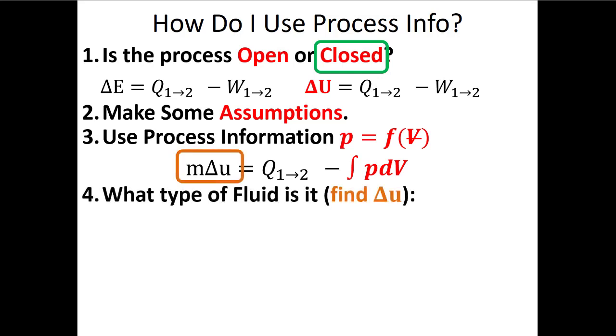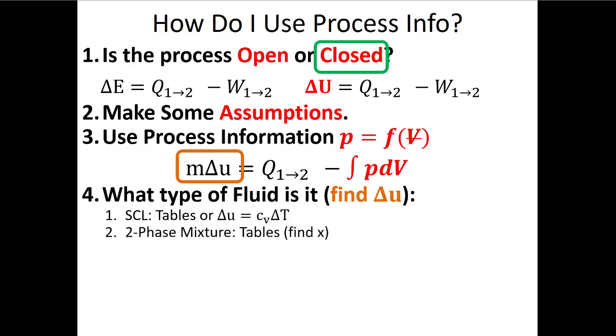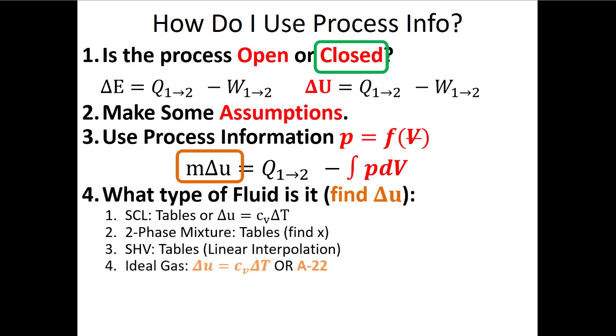Now you ask, what's my fluid? If my fluid is water, then I have to say, is it a subcooled liquid, right? Is it liquid water? Then delta U is CV delta T, or just U by itself is approximately equal to UF at the same temperature. If it's a two-phase mixture, were you given quality? Or maybe were you given specific volume that you could use to find quality? If it's superheated vapor, then you go through the tables and find the information that you need to do some kind of linear interpolation.